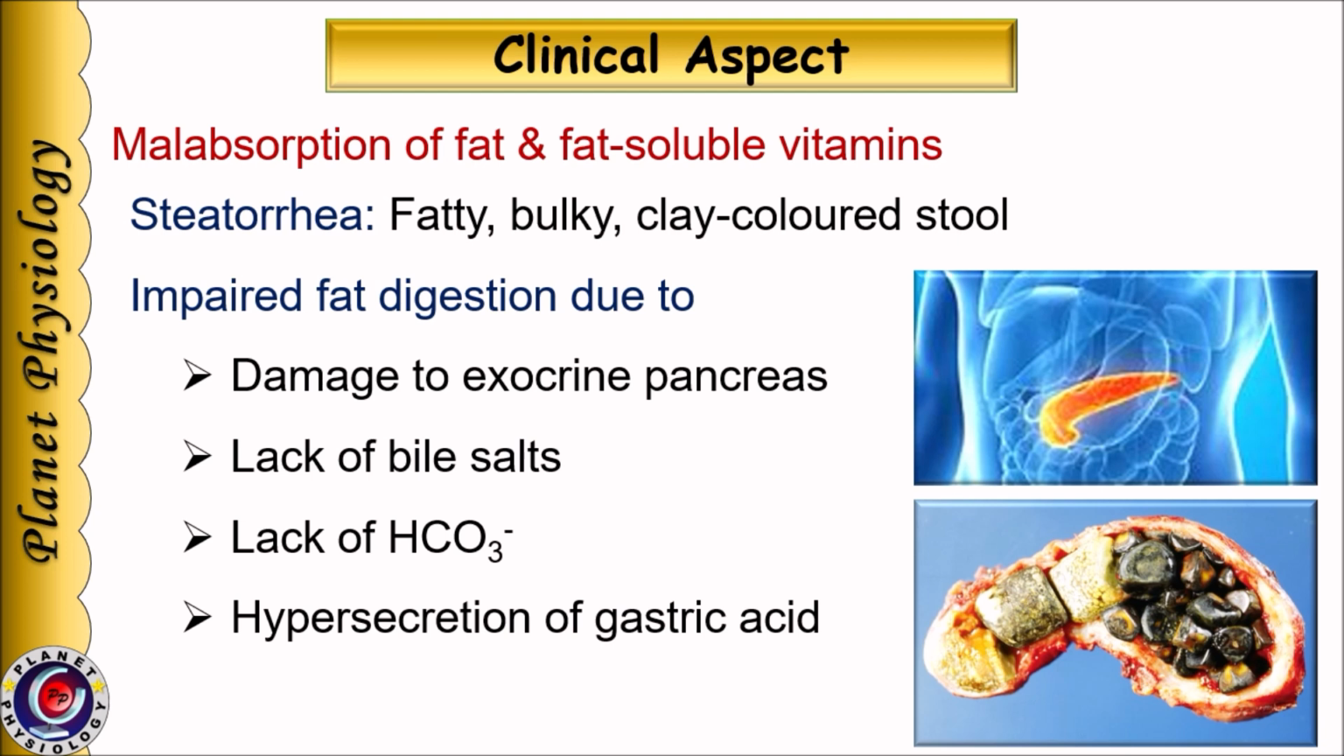Now what can go wrong with this process of fat digestion and absorption? There can be malnutrition of fats and fat soluble vitamins. It can lead to a condition called steatorrhea, where there is excretion of fatty, bulky, clay colored stool. This is seen in pancreatic insufficiency leading to lipase deficiency or in biliary obstruction leading to lack of bile salts. Sometimes even the deficiency of bicarbonates or excessive secretion of gastric acid can also lead to steatorrhea. This is because lipase acts optimally when pH is neutral to slightly alkaline.